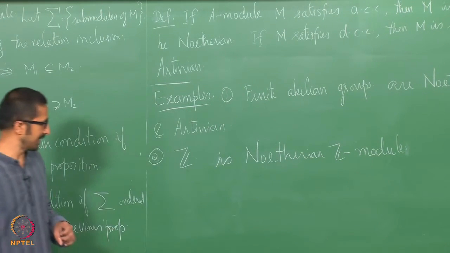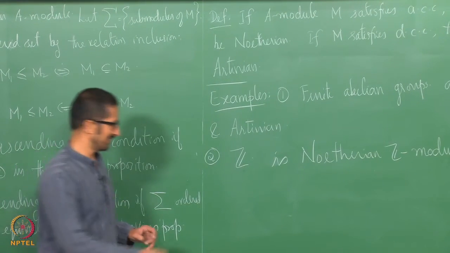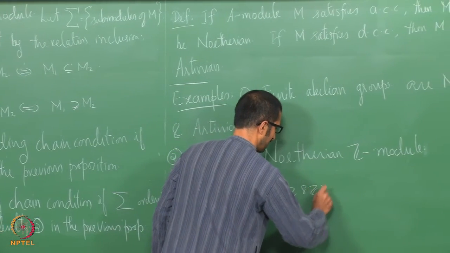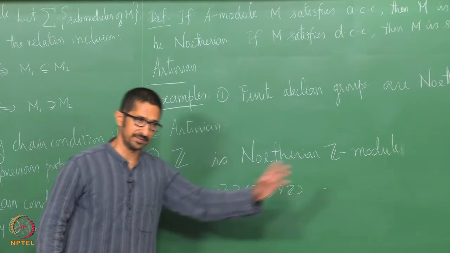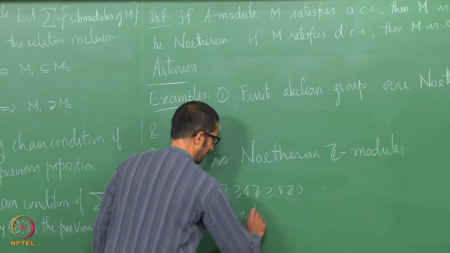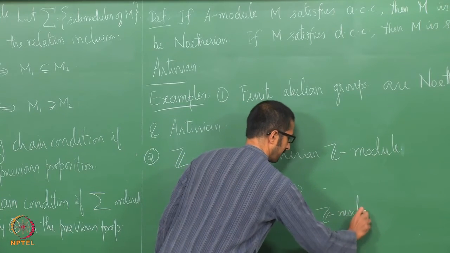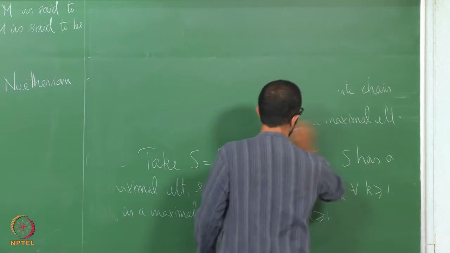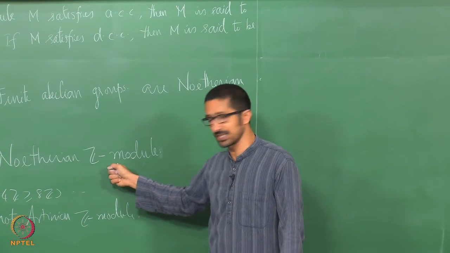Does Z satisfy the descending chain condition? 2 power 4, 2 power 3. You can have 2Z, 4Z, 8Z. This is a strictly descending chain that never terminates. So, therefore, Z is not Artinian. So, we have now seen a module which is both Noetherian and Artinian, and this one is Noetherian but not Artinian.